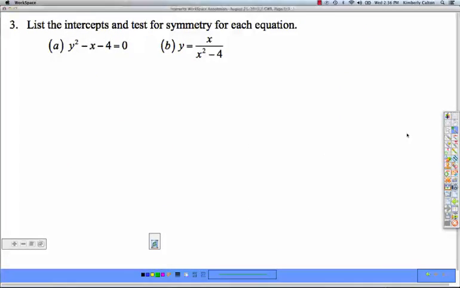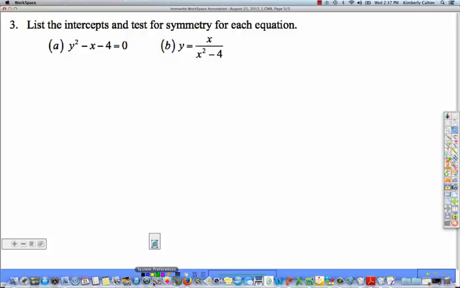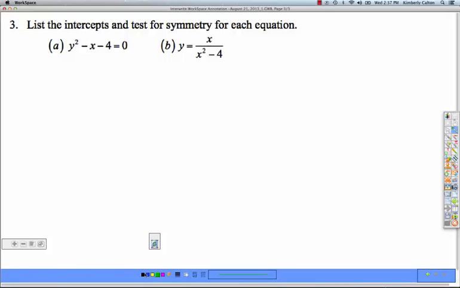Now we're going to look at the next problem, and it says list the intercepts and test for symmetry for each problem. First we're going to tackle the issue of intercepts. Remember we want to find the x-intercept and the y-intercept. The x-intercept is when we place y equal to 0. So we have 0 squared minus x minus 4 equals 0. The 0 squared doesn't matter, so the first thing we want to do is add 4 to both sides. Now we have negative x equals positive 4, and we want to divide by negative 1, so we have x equals negative 4. That would be our x-intercept.